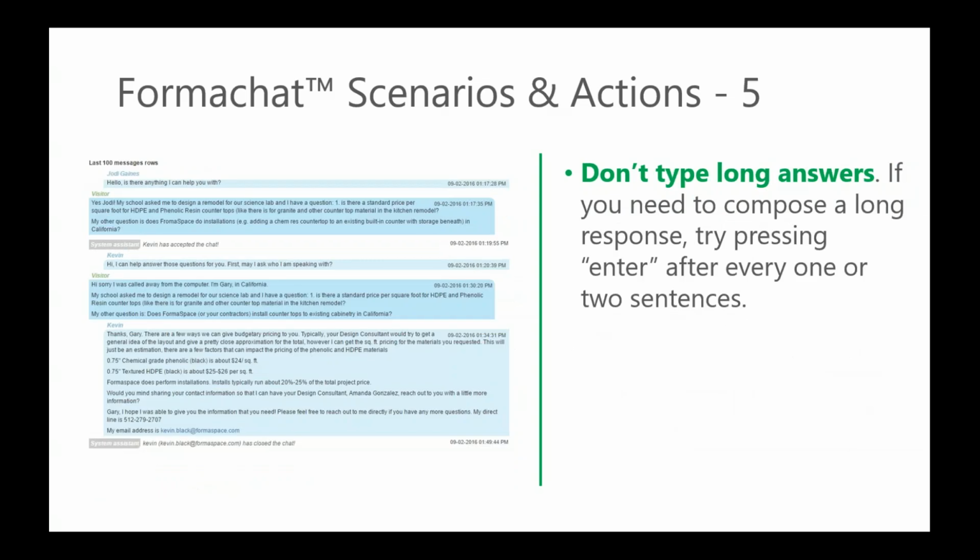And again, here, this is a good example of a long answer. People who enter live chat are usually dealing with multiple things. They don't have the patience for a really long answer, waiting for us to finish our sentence. So please, if you need to write a long response, try pressing enter after every sentence or so, right?